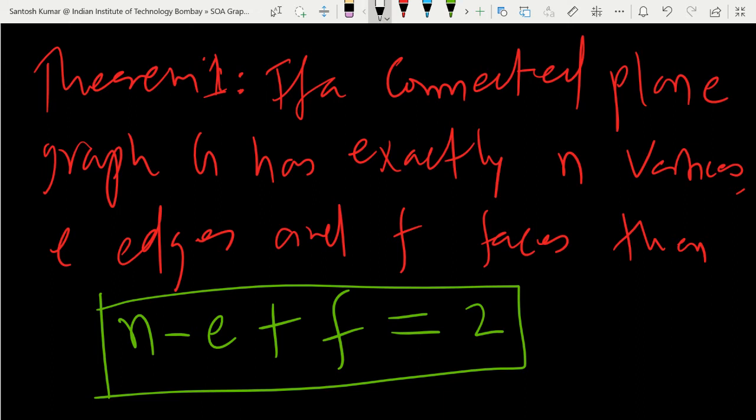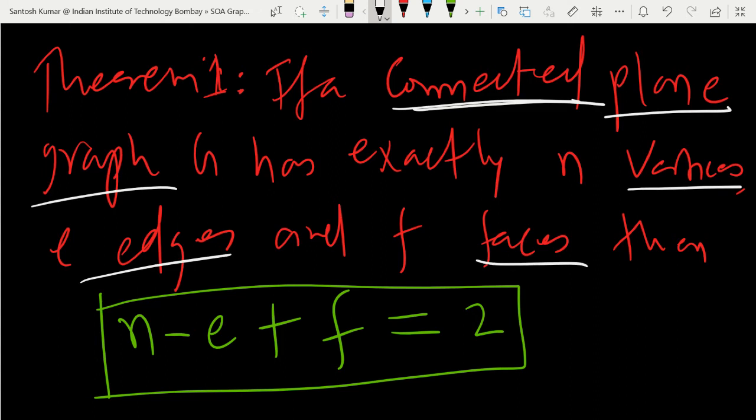So let's explain the words related. Like we have used the word connected. So what is the meaning of a connected graph? There exists a path between any two vertices. And plane graph, you already know, plane graph is nothing but the planar representation of a planar graph. So you have a connected plane graph. It has n vertices, e edges, and f faces. Then this result holds.